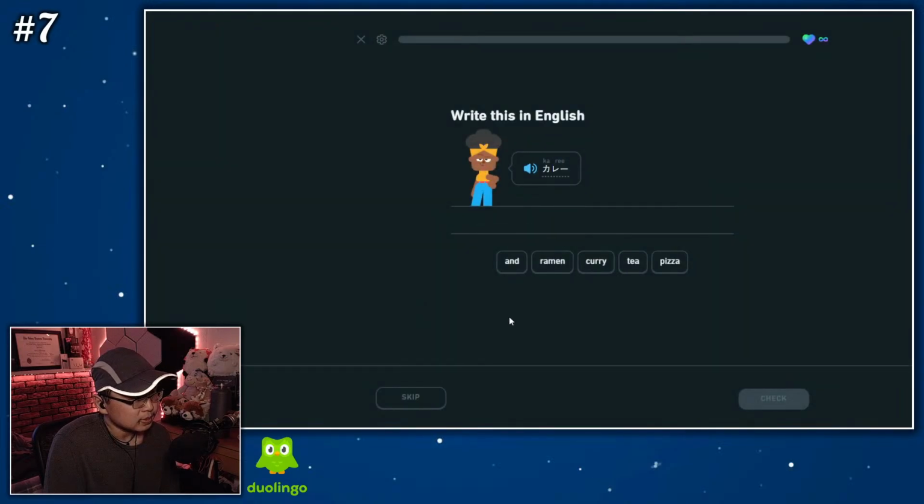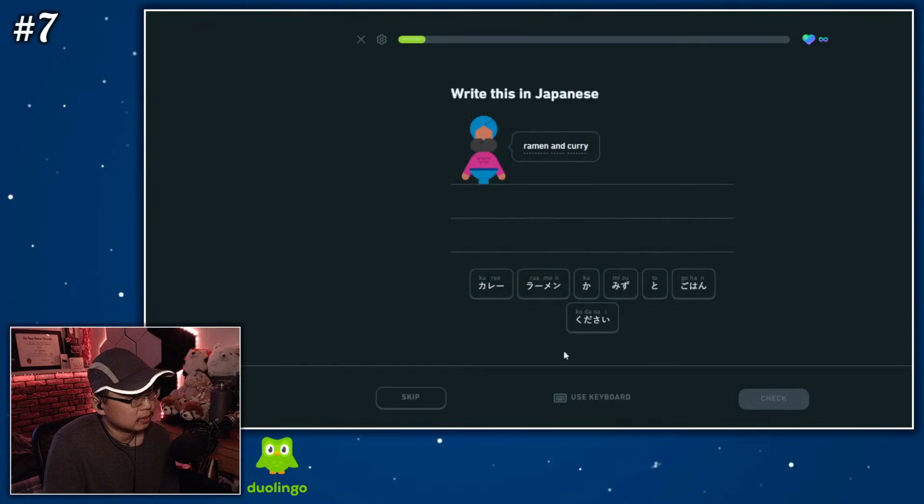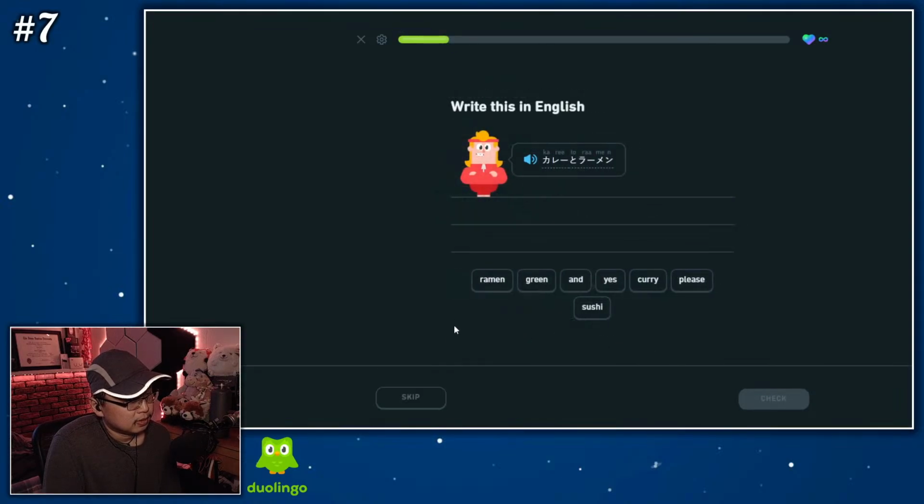カレー Kare. カレーとラーメン. Okay. I don't have カ or レー. I have ka. I don't have re. I wonder why this ka, Kare.